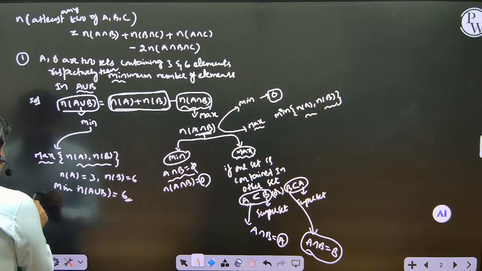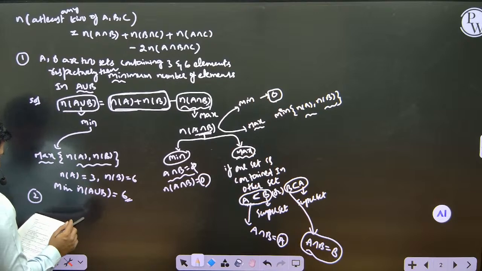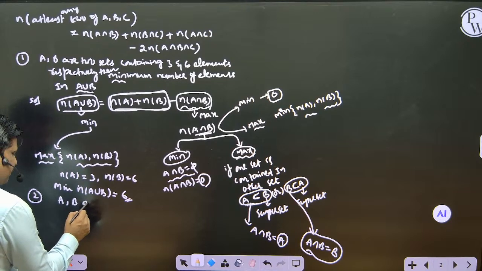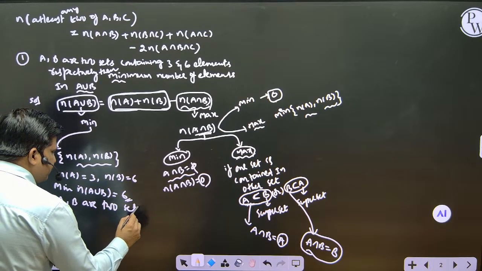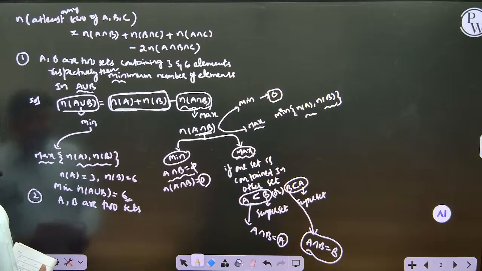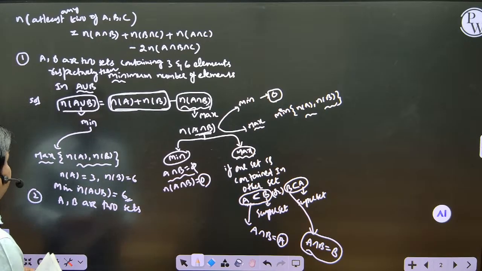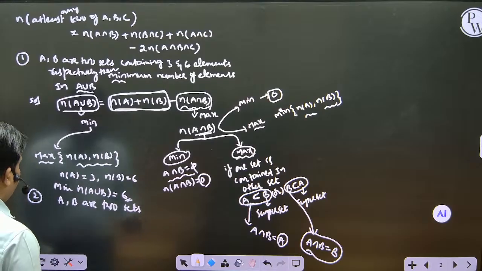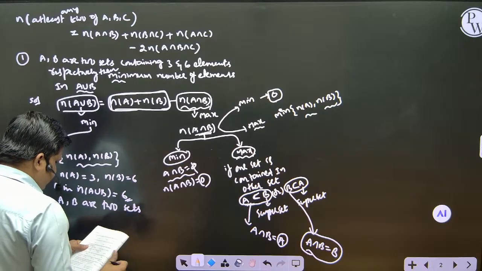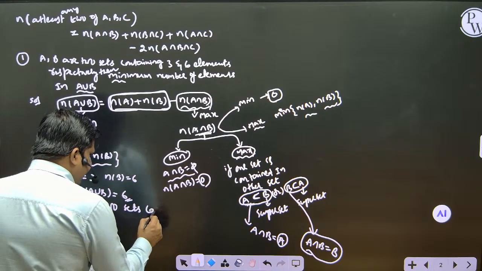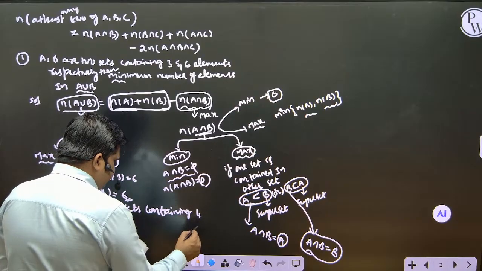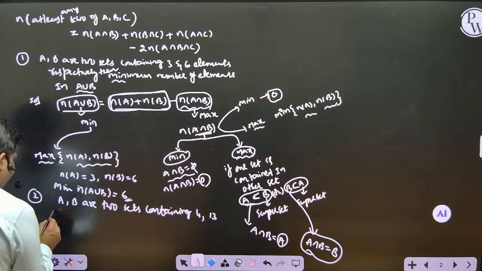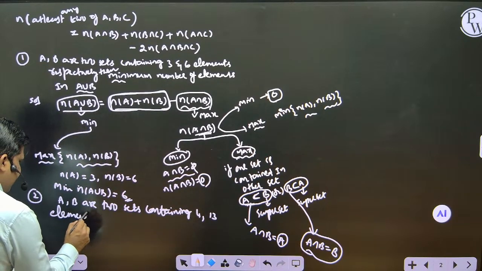Similarly, the second question, same concept. A comma B are two sets containing 4 comma 13 elements.